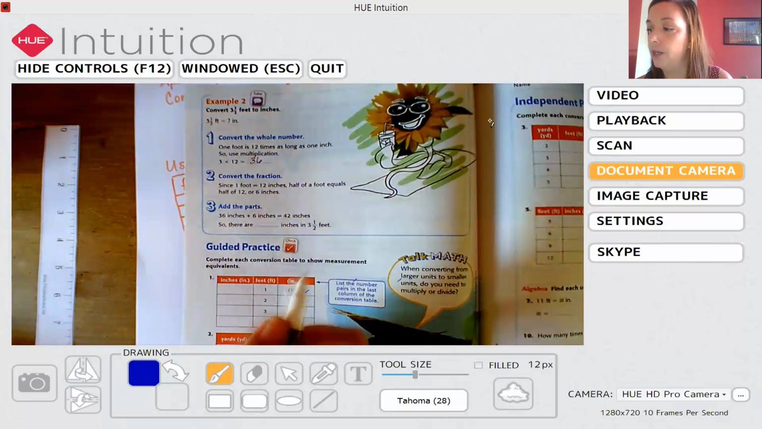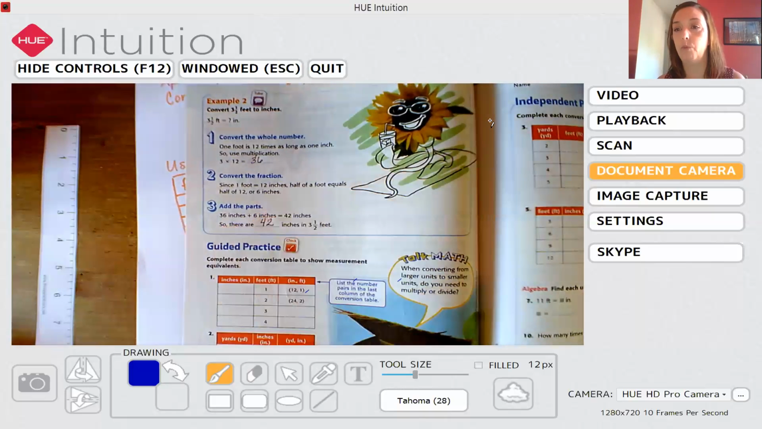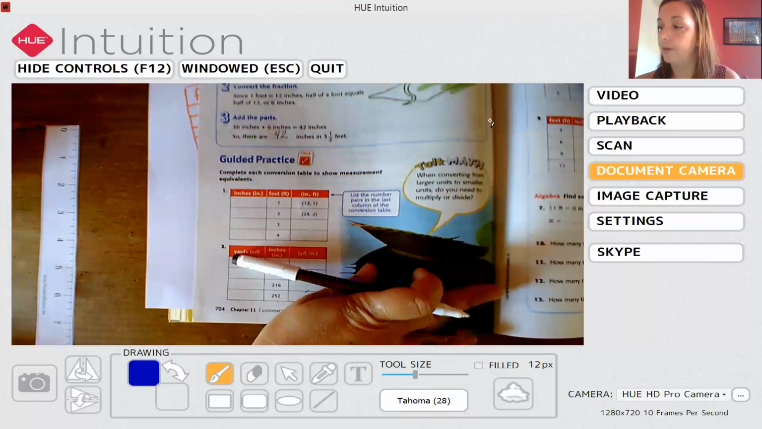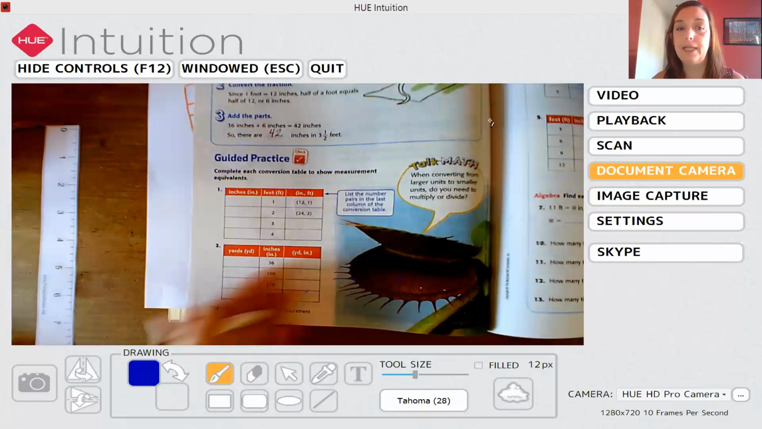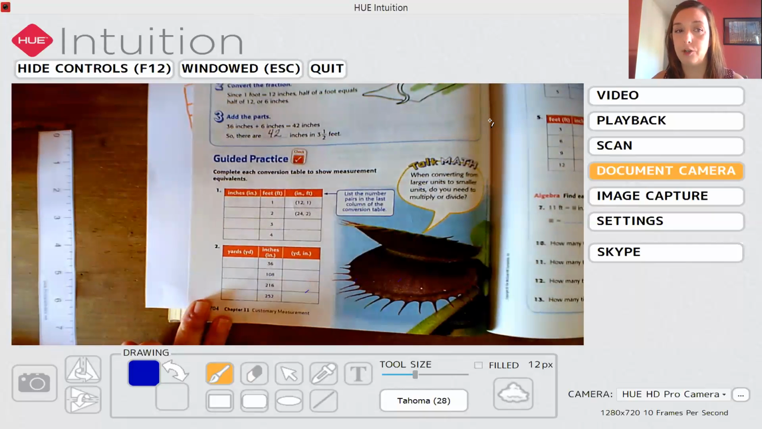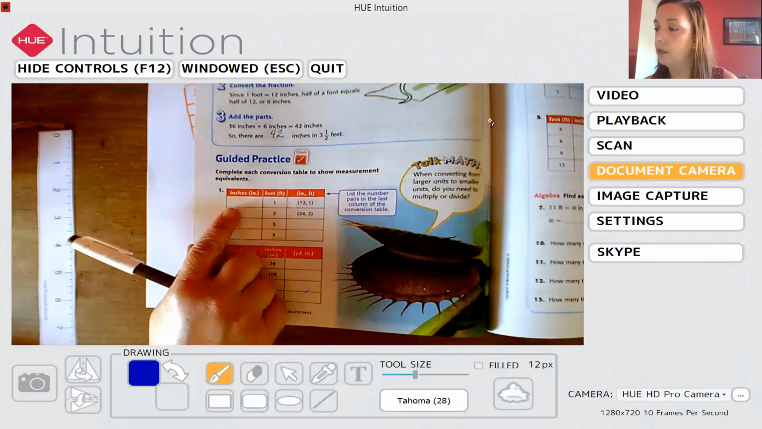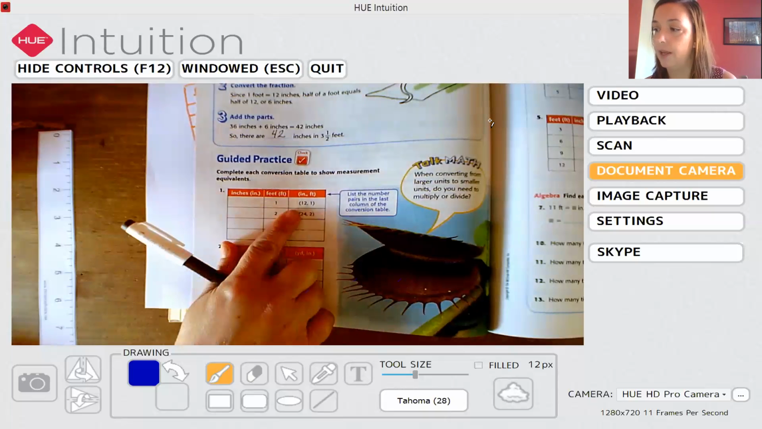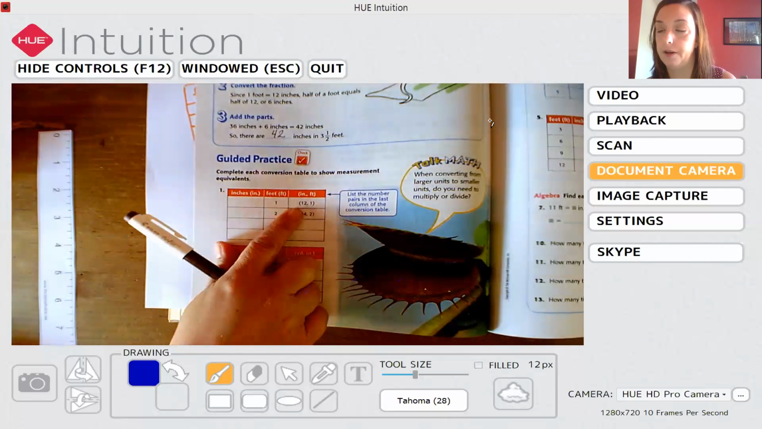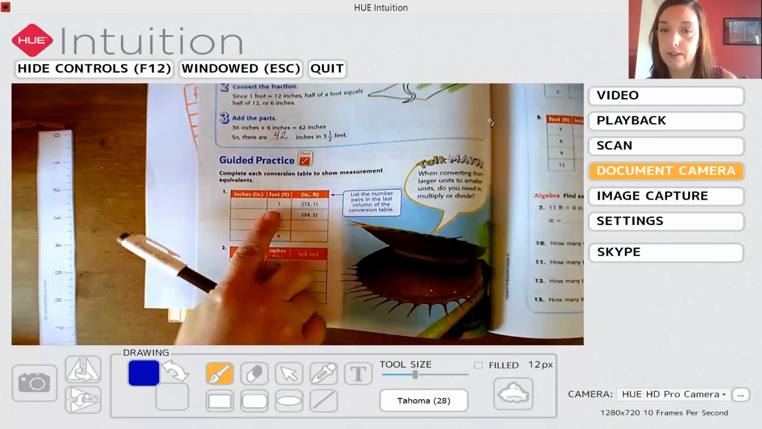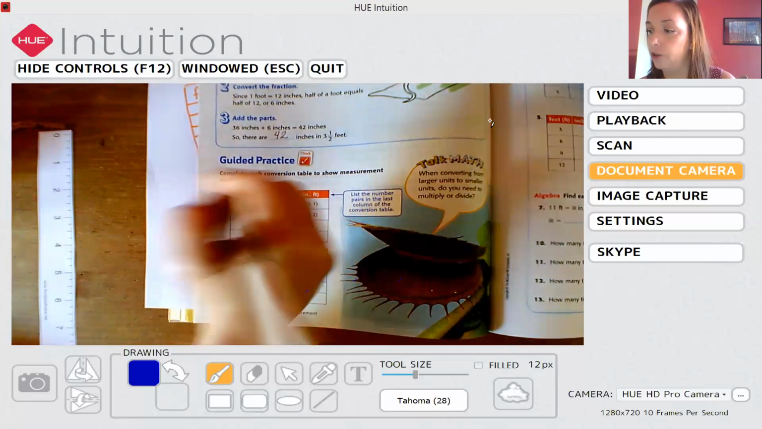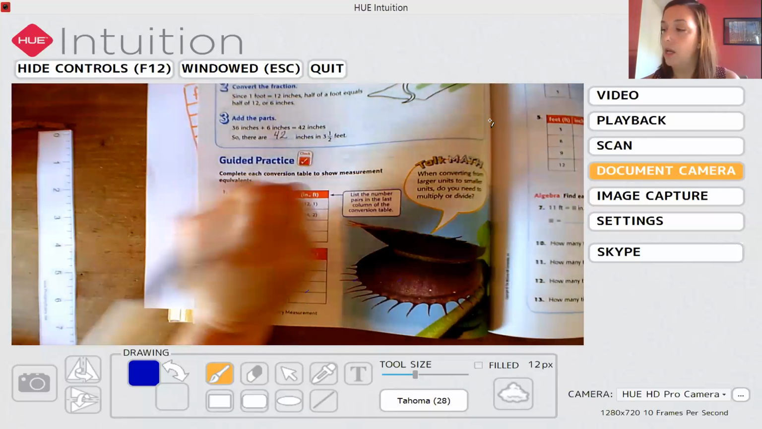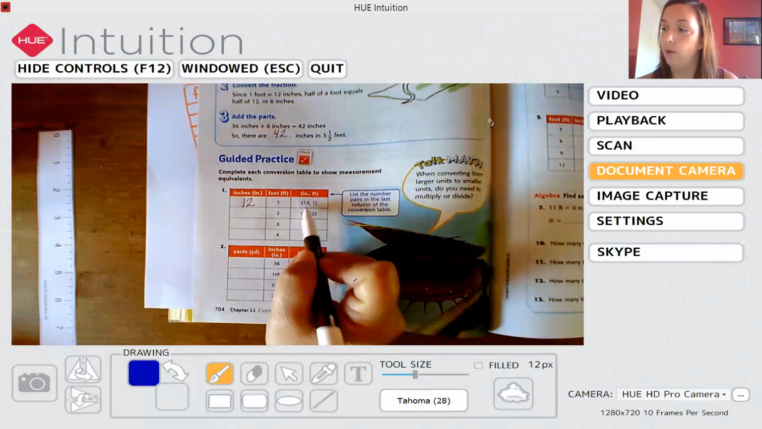So there are 42 inches in 3.5 feet. So now let's go ahead and complete the guided practice. It says, complete each conversion table to show measurement. So I have here inches to feet, and then we have to put it into an ordered pair here. So I know in 1 foot, there are 12 inches, okay? And so the ordered pair is 12, 1.